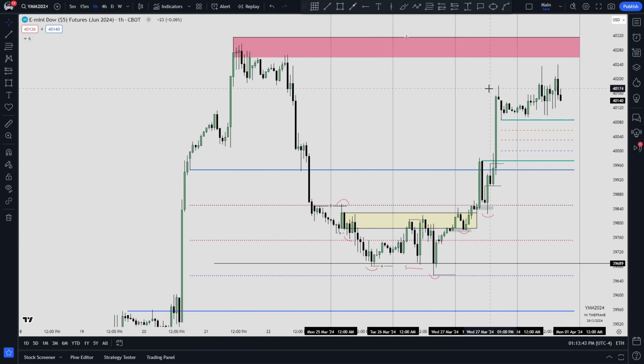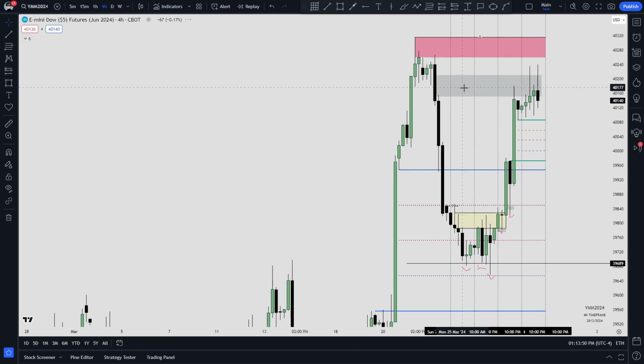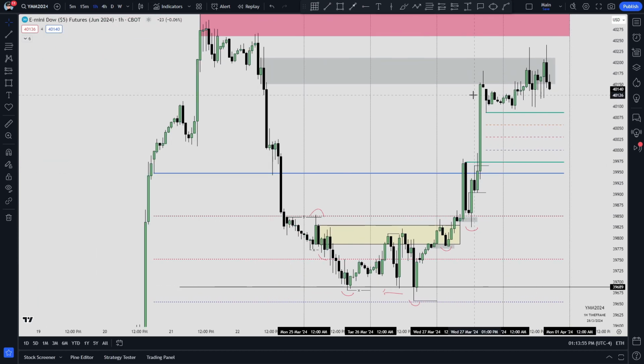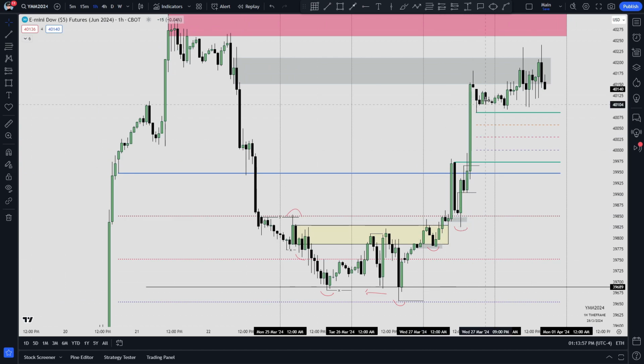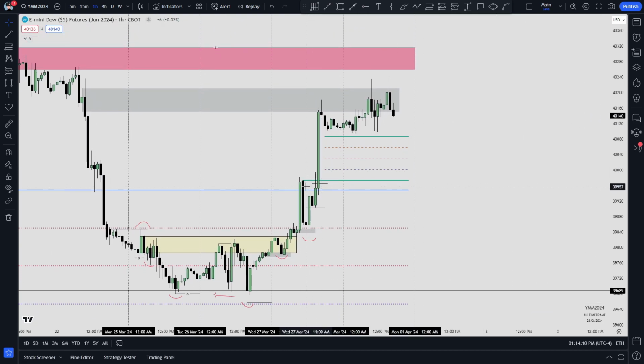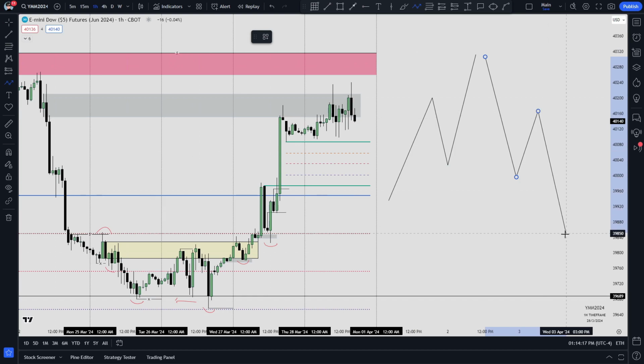Reaching back up into opposing inefficiency, into this level, which is also an H4 bearish fair value gap. So market structure has now pushed higher. We just pushed higher back up into this inefficiency. As we pushed higher, we left this bullish fair value gap. So the market is a series of expansions, corrections, expansions, corrections, expansions.